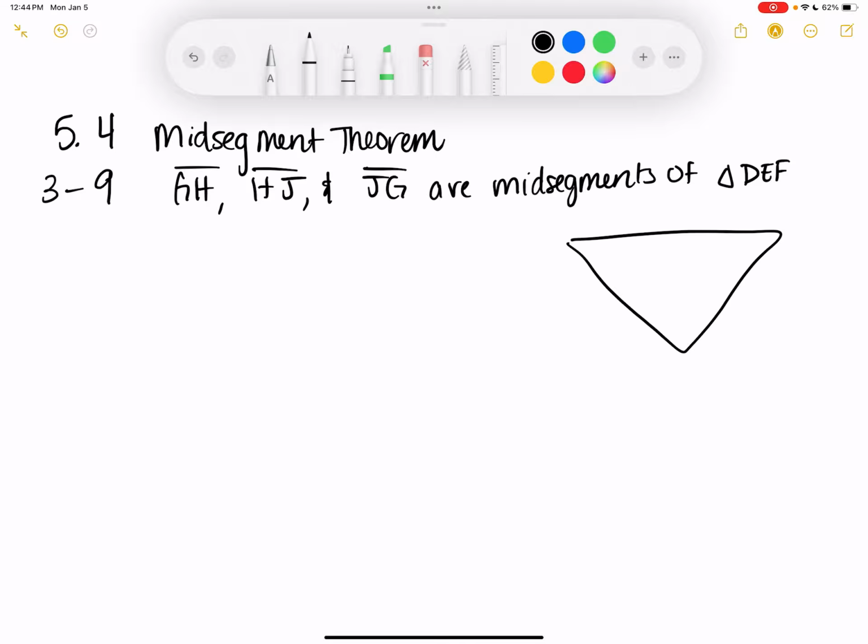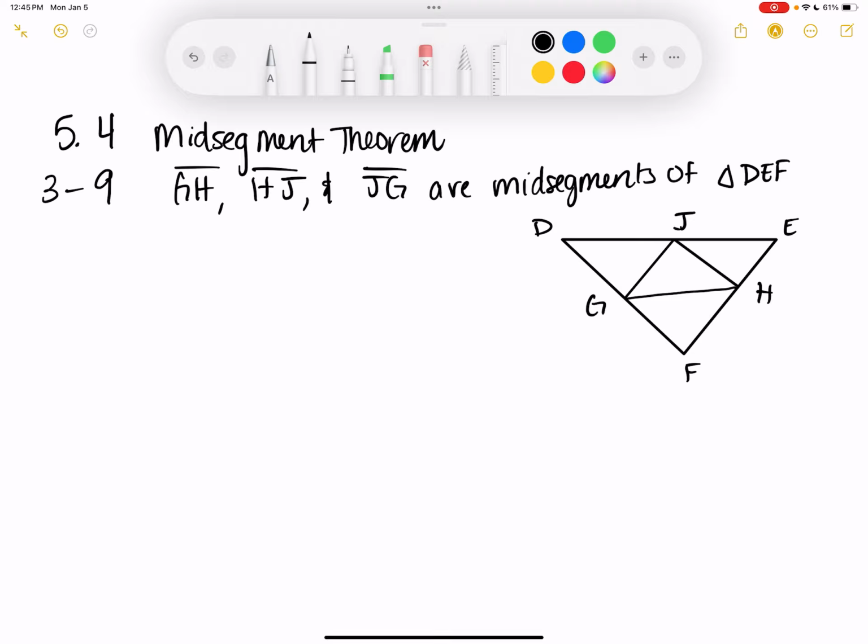And then they give us a triangle. Alright, so that's all given information that they gave us. And then we're going to answer different questions about this based on that information.